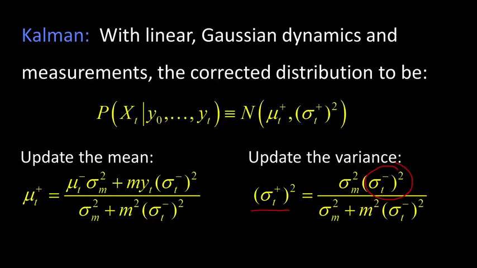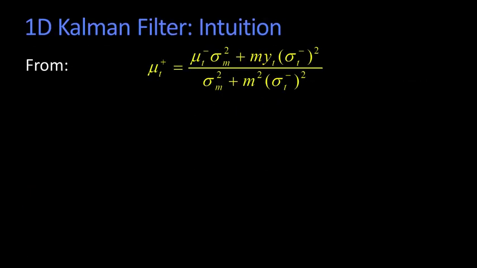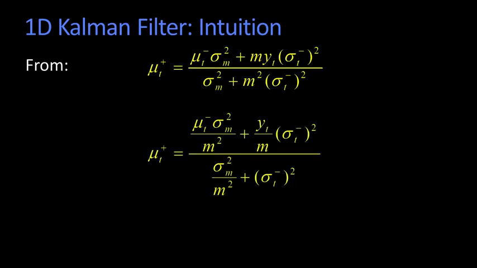So let's take a look at the mean. This one will be a little bit more clear. This is the equation just copied from the previous slide, for mu plus. Step with me. I'm going to divide by m squared. So when I divide by m squared, there's an m squared down here, this m becomes m there, and this becomes an m squared there. Cool. So what is that?